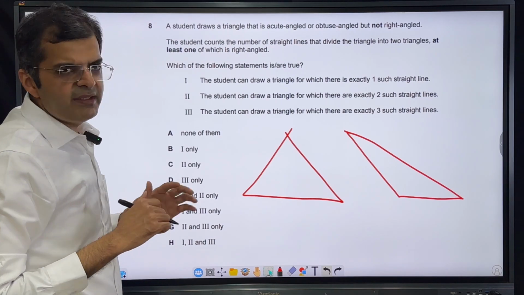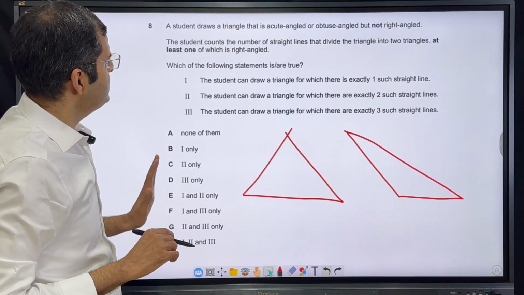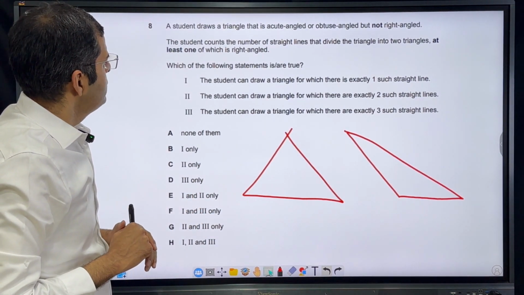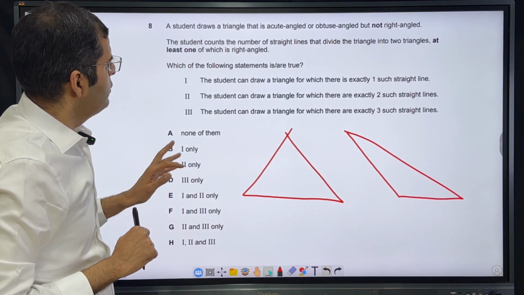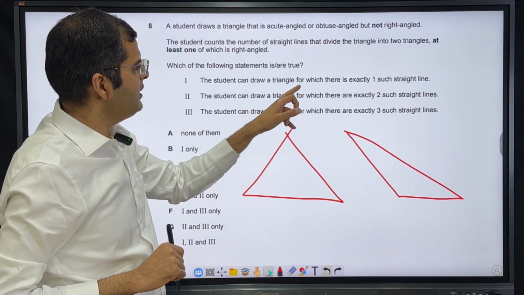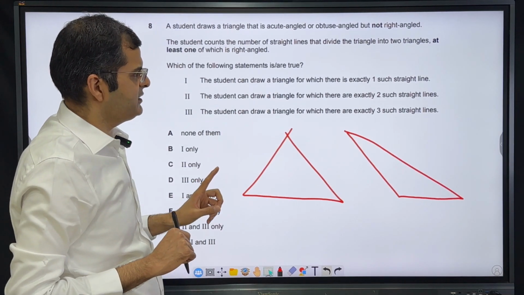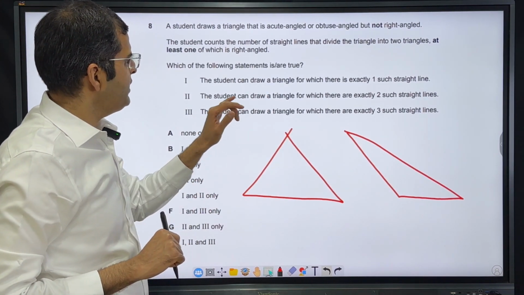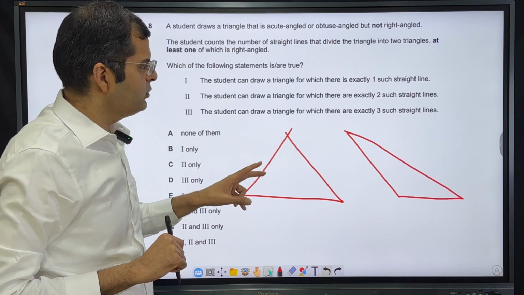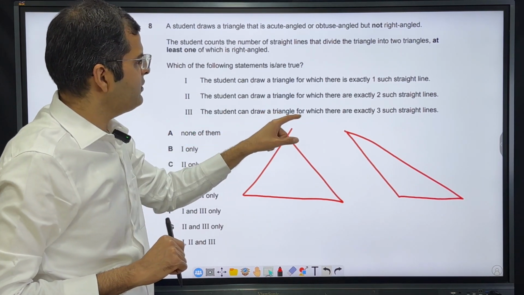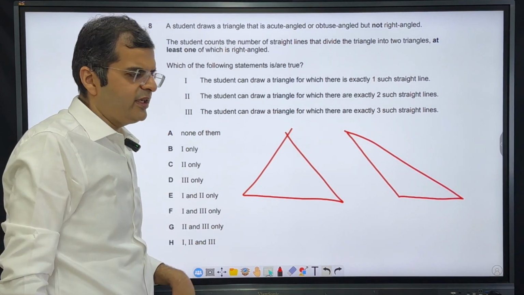At least one of them is a right angle triangle. Okay. Which of the following statements is or are true? The student can draw a triangle for which there is exactly one such straight line. The student can draw a triangle for which there are exactly two such straight lines. The student can draw a triangle for which there are exactly three such straight lines.